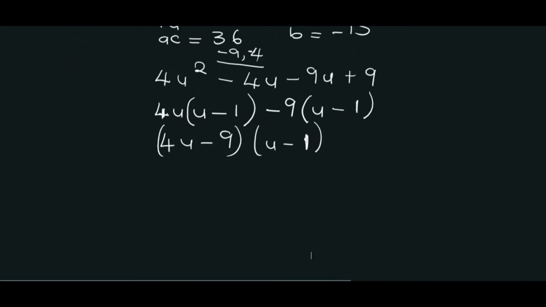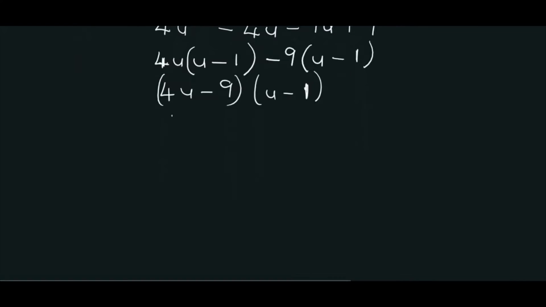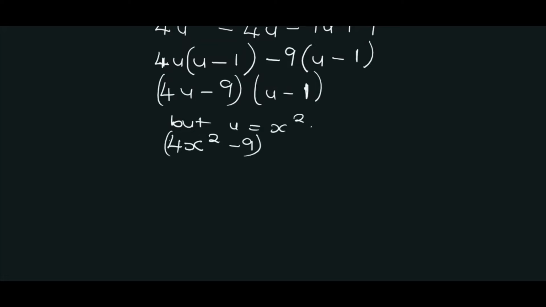After this, but u is equal to x squared, we substitute, so we now have 4x squared minus 9 bracket, another bracket, then x squared minus 1.